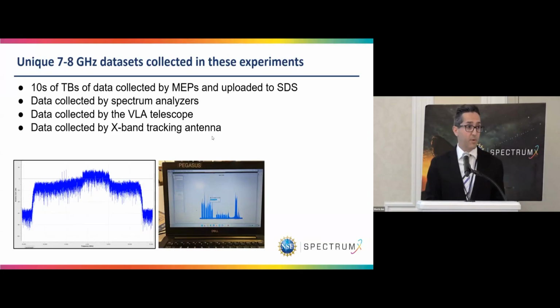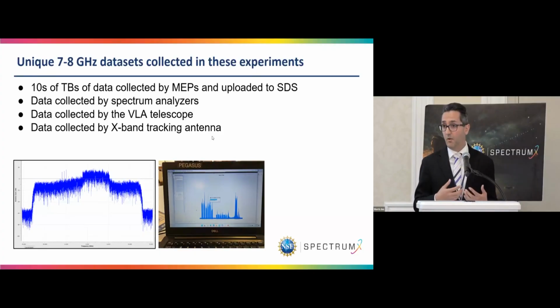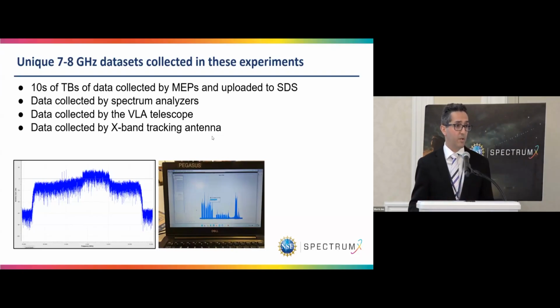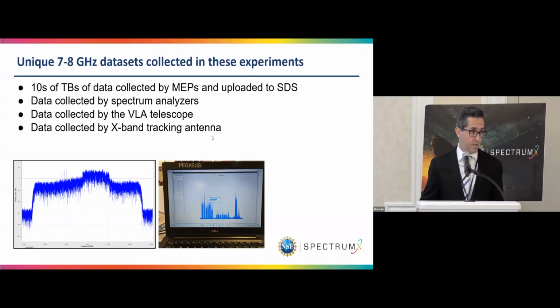And during the VLA experiment, the telescope itself was recording data, which is important because we wanted to see how our transmissions impact the VLA reception. And then similarly for the UW-Madison experiment, we were collecting data on the ground station. This was an X-band tracking antenna that would downconvert its signal and send that to a demodulator. We had a split there where we could connect it to a MEP to see the IF signal of this ground station, which was fantastic. I'll talk more about it later.